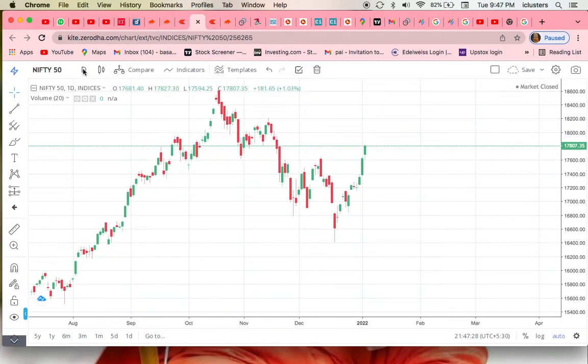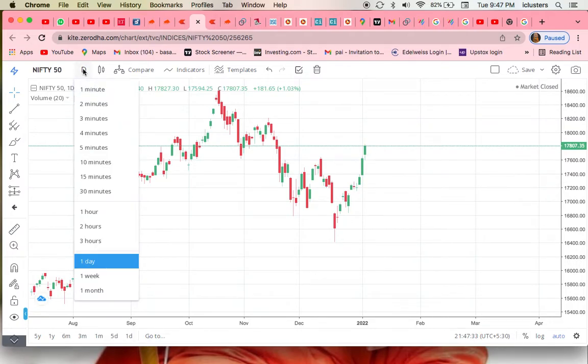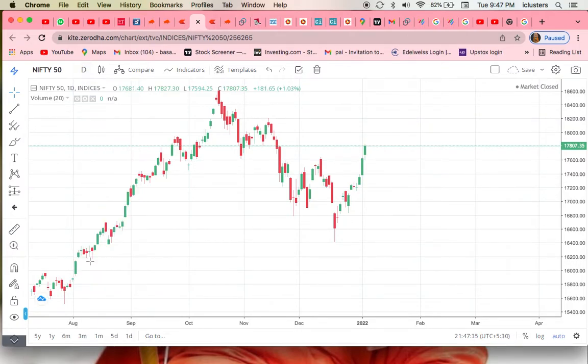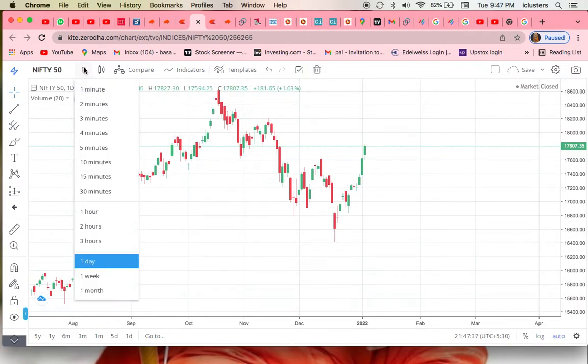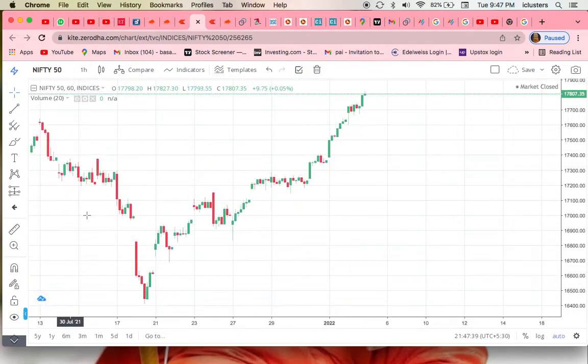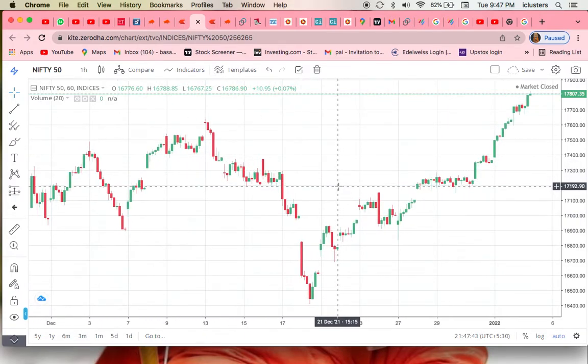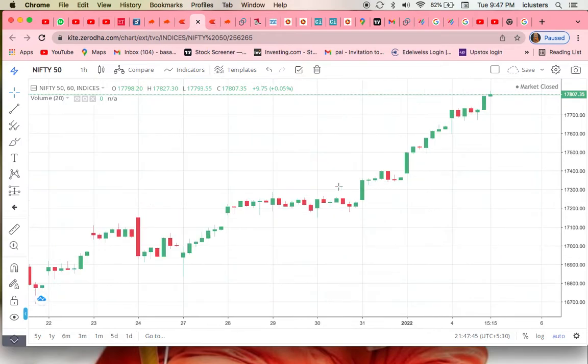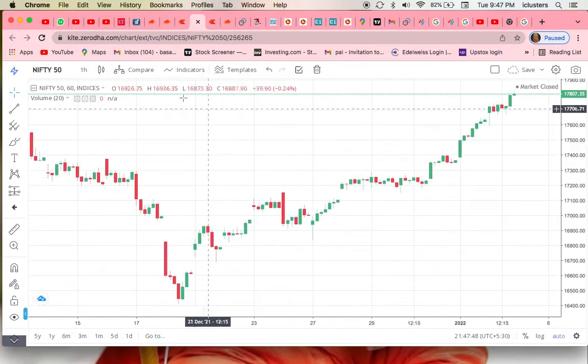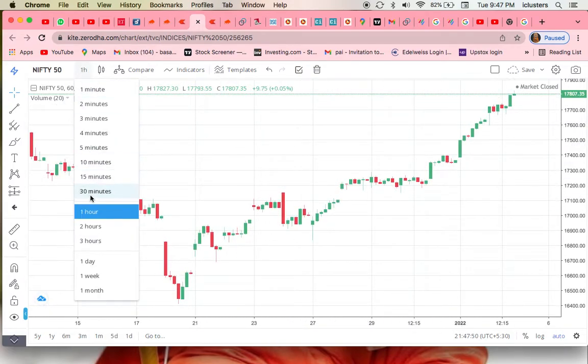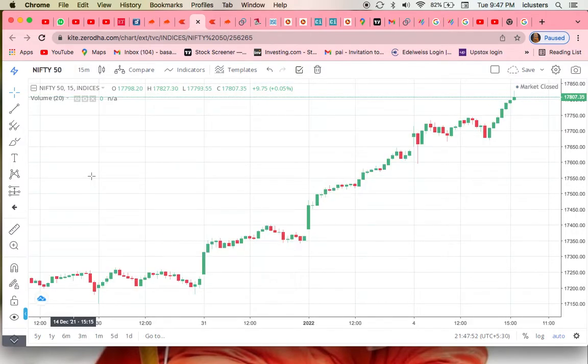For intraday traders, we want to observe the overall market view in the 1 day chart, and you need to observe the 1 hour chart also. Open and observe the trend in the 1 hour time frame, how price has given movement. And finally we need to analyze the 15 minute candle.